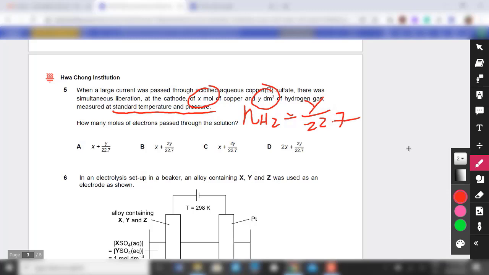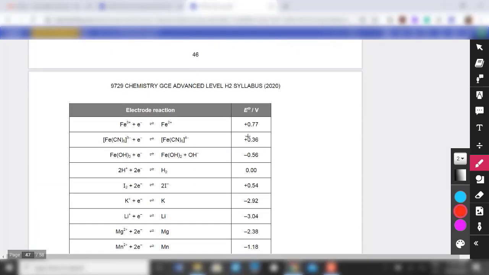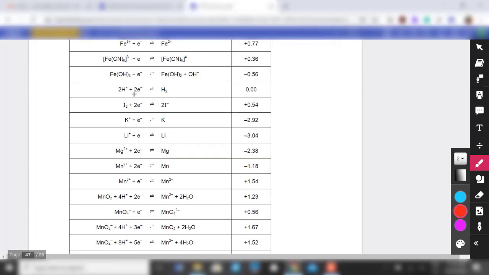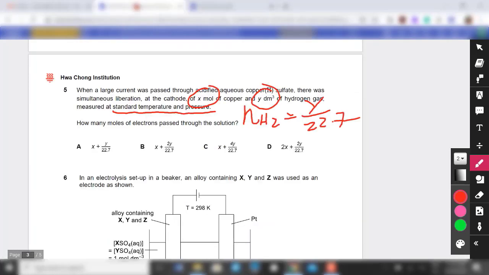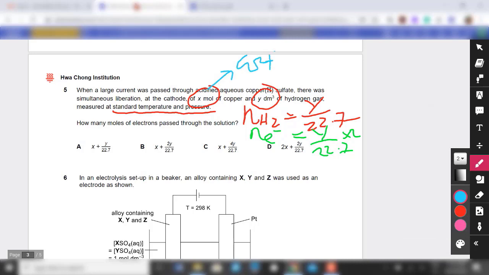22.7. Okay, now what is really important here is for us to realize that in order for us to produce this amount of hydrogen gas, if you just go back to the half equations, you realize that you need 2 equivalents of electrons. Okay, so in that case, for the total number of moles of electrons I need, I will need to multiply this value by 2, so times 2. Okay, then similarly for the number of moles of copper, you know that to produce 1 equivalent of copper, you need to take in 2 equivalents of electrons.